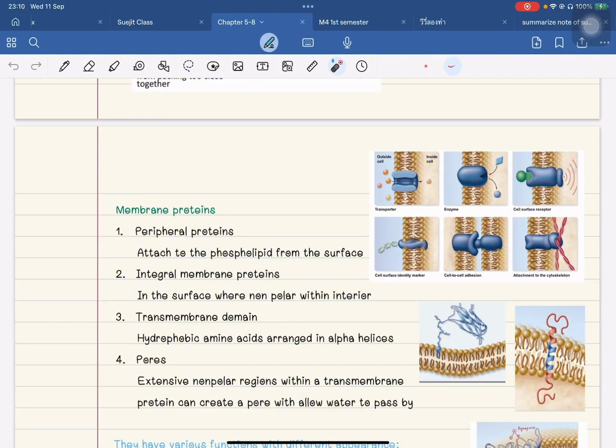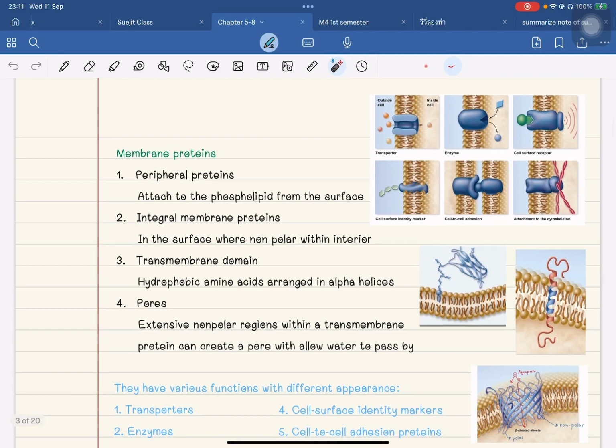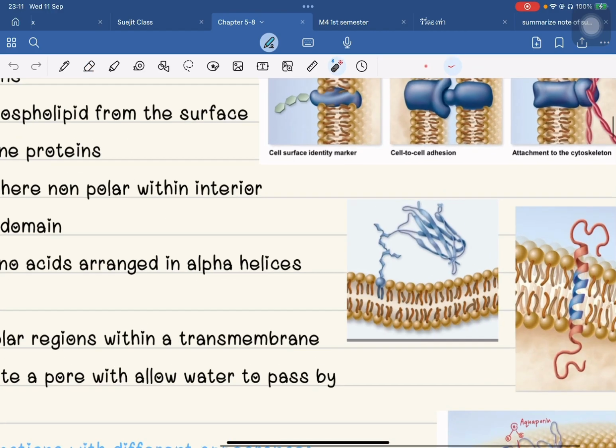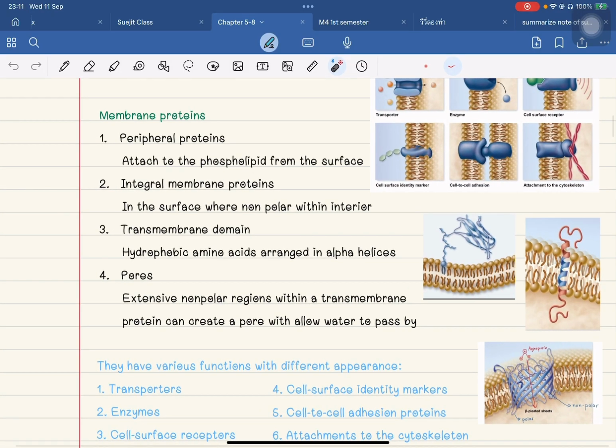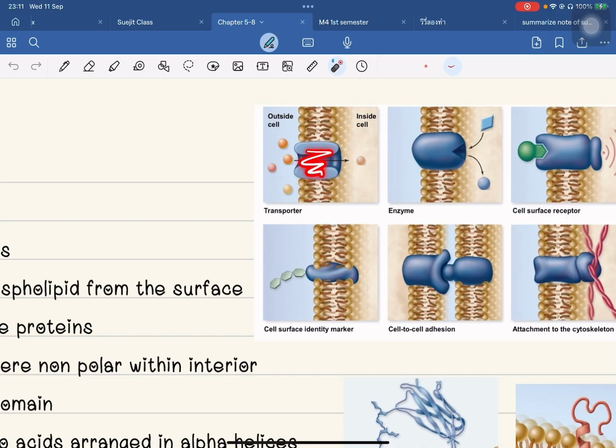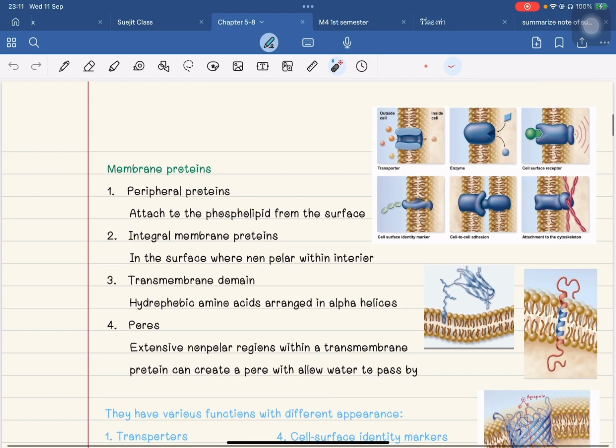Okay, so the next one is the membrane proteins. We have 4 of them in total: the peripheral proteins, the integral proteins, the transmembrane domain, and the pores. The peripheral protein is the one that attaches to the phospholipids from the outside, like this one. And the integral protein is the one that is on the surface, like this one. See? It was literally on the surface.